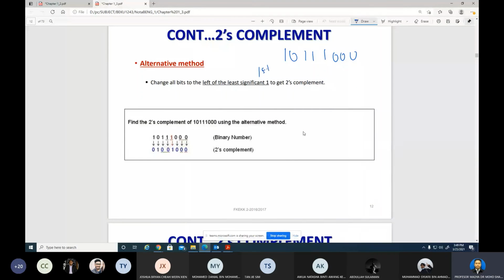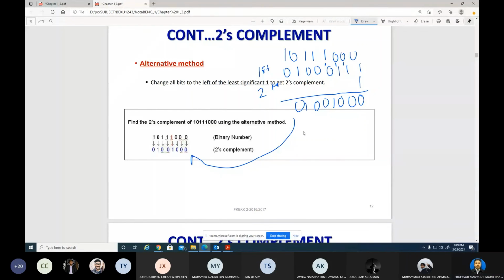First, you do the first complement: 0 1 0 0 0 1 1 1. And then for the second complement, plus 1 here. So 1 plus 1 is 0, carry 1. 1 plus 1 is 0, carry 1. 1 plus 1 is 0, carry 1. 1 plus 0 is 1. So this one is 0 0 1 0. So you can check the answer, it will be the same: 0 1 0 0 1 0 0 1.